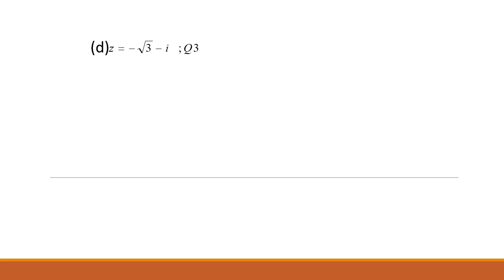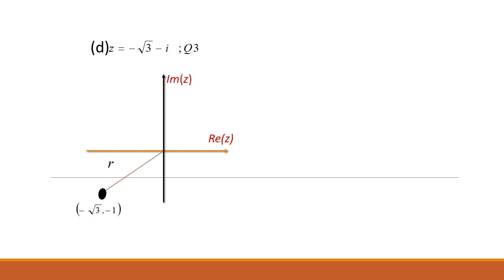Okay, so question D. This question is in the third quadrant. Why? Because we have negative real and negative imaginary. So sketch this graph in the third quadrant, and we will have this as the result. And then we want to find r and theta. So directly plug into the formula. For r, we get 2.